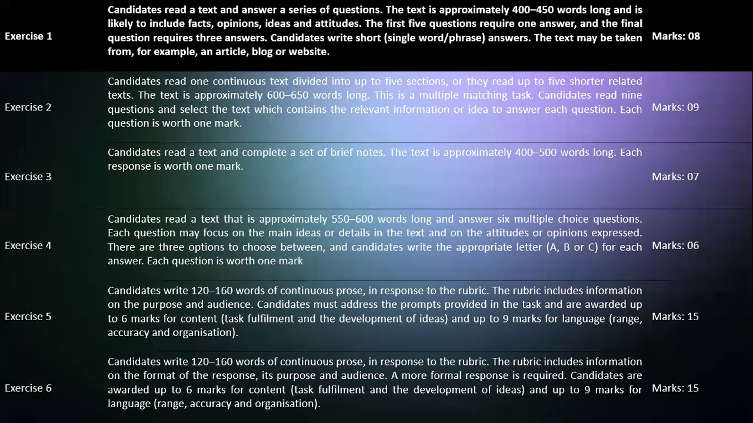In paper number 1, you are going to receive 5 exercises. Exercise number 1 is of 8 marks, and here the candidates are going to read the text and answer a series of questions. The text given to you would be 400 to 450 words, and is likely to include facts, opinions, ideas, and attitudes. The first 5 questions for this exercise require one answer. It can be a short phrase, a one word answer, or a one sentence answer. And the final question requires 3 answers. That means that you are going to work with some sort of textual evidence.